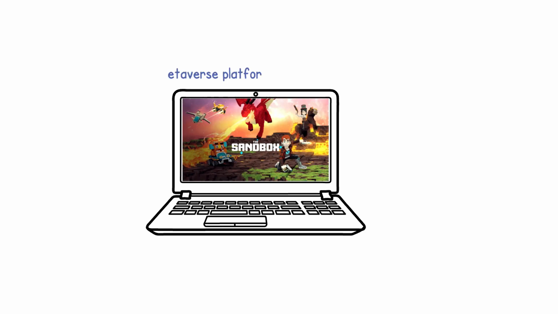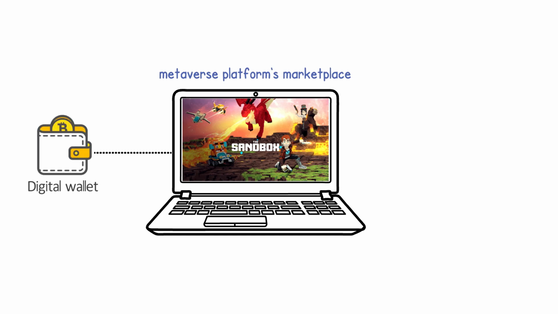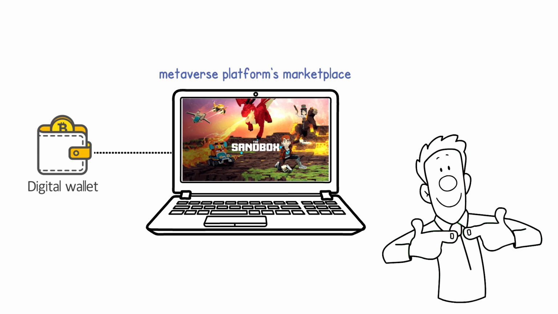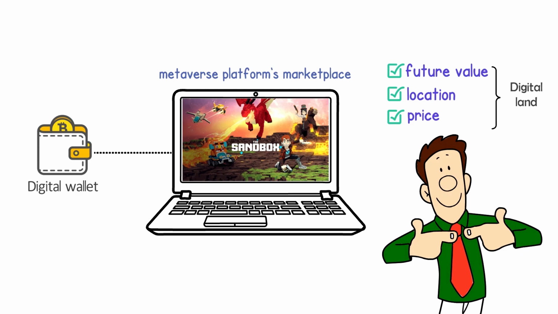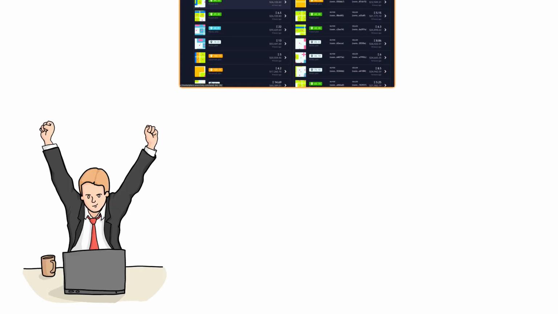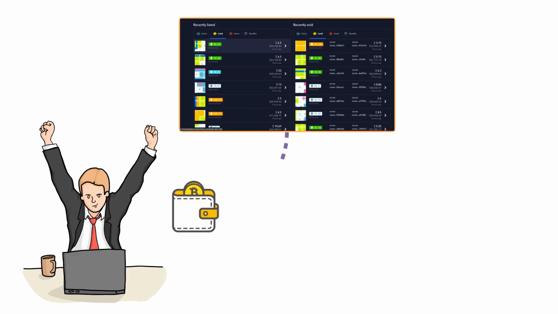After that, the buyer must go to his selected metaverse platform's marketplace and link his digital wallet to it. Typically, marketplaces may be found on metaverse platform websites. Buying digital real estate looks a lot like buying real estate in the physical world at this point. A buyer should think about the price, location, and future value of the digital land he wants to buy. Once a buyer has found a plot of land, he must obtain the tokens or coins necessary to purchase it and put them in his digital wallet.